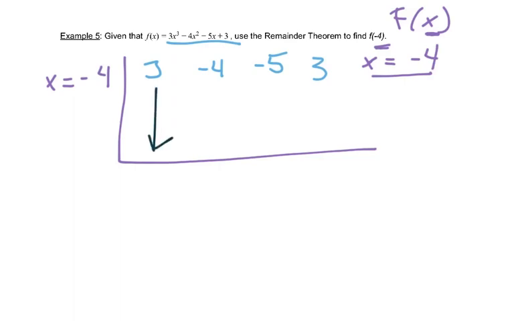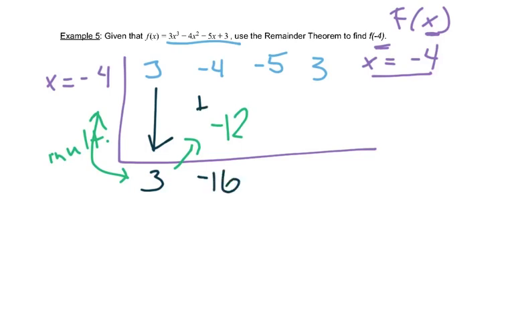Remember that the first step is to just bring that number straight down. We don't do anything with it. We just bring it straight down outside the box. And then we multiply that number times the number in front, and we write it in the next spot. So 3 times -4 is -12. Then inside we add, so -4 plus -12 is -16. And then we multiply by the number in front. So -16 times -4 is +64.